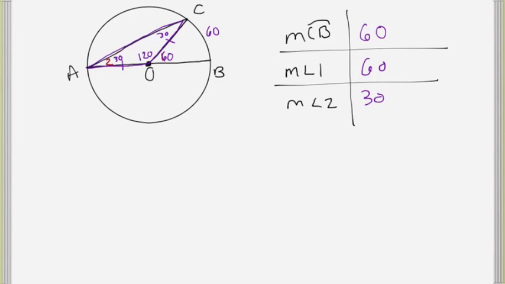Okay? So on that group of problems, make sure that you're putting angle 2 into the correct location so that you can get those questions correct then.